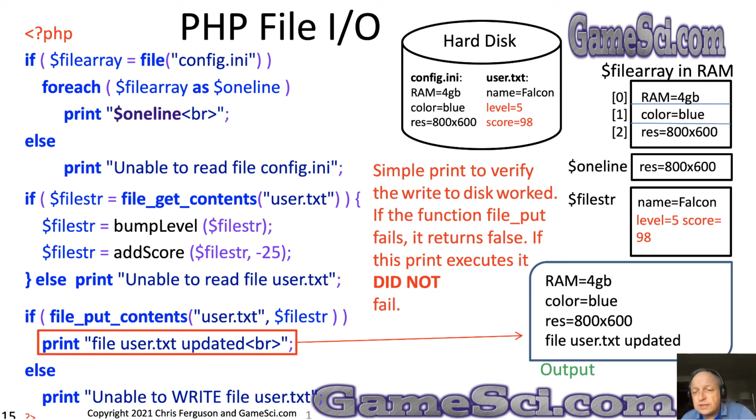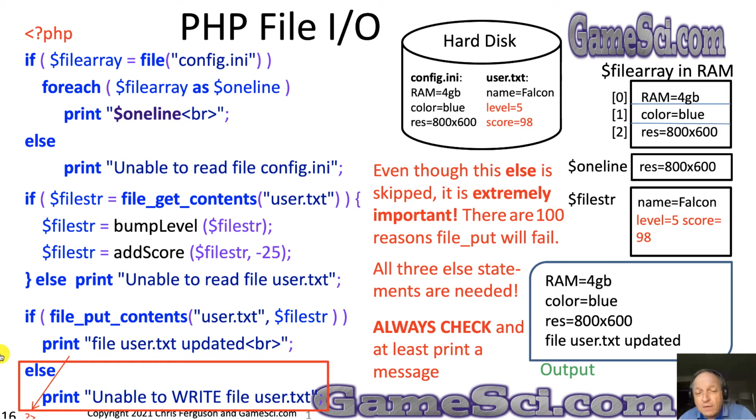If this prints, then it did not fail, I can tell you that much. However, you always have to be concerned about errors when it comes to file read and write. Even though the else is skipped in this example, it is extremely important. There are 100 reasons why file put would fail.